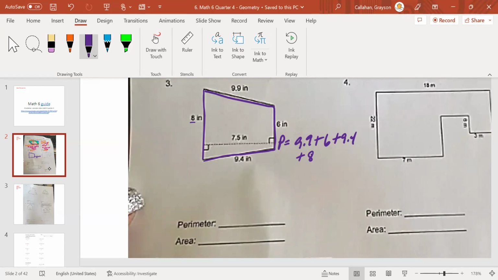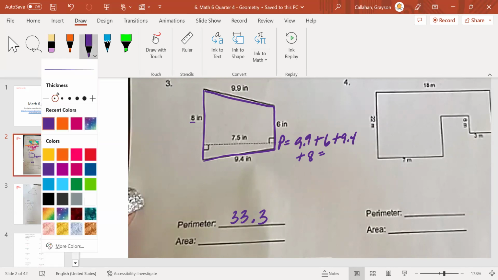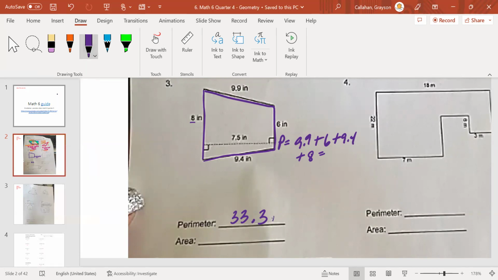What is it? 33.3. Okay, and what is your unit? 9 plus 9.9 plus 6 plus 9.4. So what is your unit? Centimeters squared. Nope. We're doing perimeter. So perimeter does not have square. Just inches, right? Okay, next one.